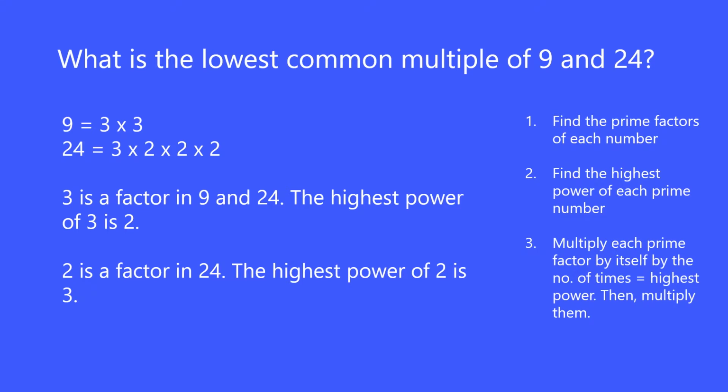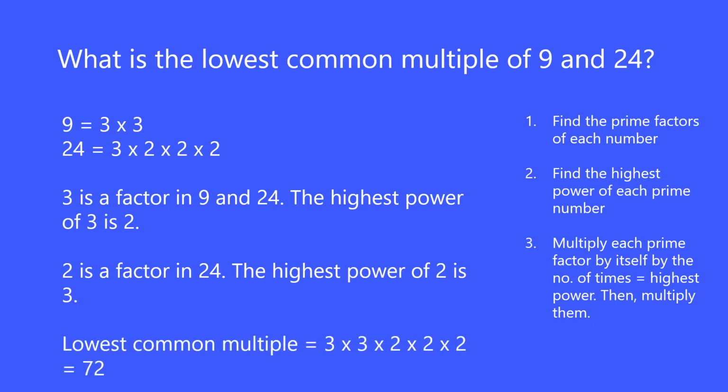Last step is to multiply each prime factor by itself by the number of times equal to its highest power. For example, since the highest power of 3 is 2, you multiply 3 by itself twice, then multiply the products together. When you multiply the highest power of each prime factor, 3 squared, or 3 times 3, and 2 cubed, or 2 times 2 times 2 together, you get 72. So the lowest common multiple of 9 and 24 is 72.